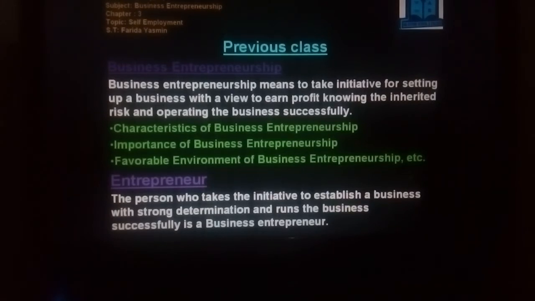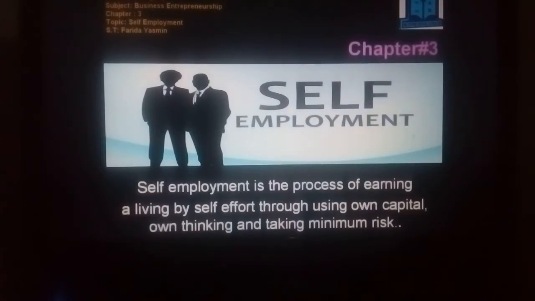Now let's start our today's topic. Our today's topic is chapter 3, Self-Employment. To understand self-employment, at first you have to know what is employment. You can define the word employment as the condition of having paid work, and it can be divided into 3 groups. Number 1, wages or salary based. Number 2, self-employment. And number 3, business.